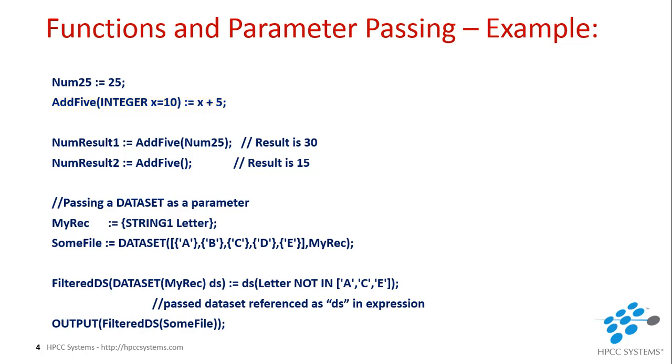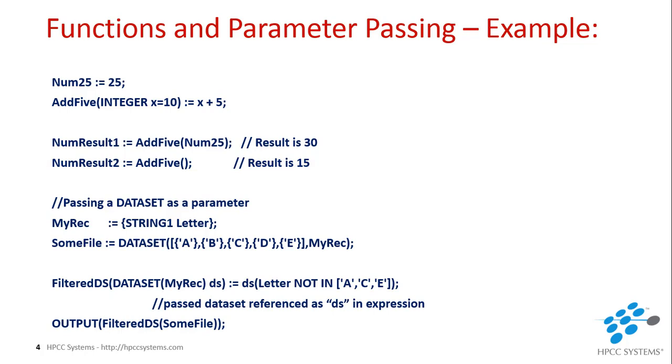Now the significance of this function is apparent when you look at numResult1 and numResult2. NumResult1 is defined as the add5 function, passing it the num25 definition, which was again 25. So the result of this function is 25 plus 5, or 30. Now numResult2 did not pass a parameter, so the add5 function uses the default value of 10. 10 plus 5, our result is 15.